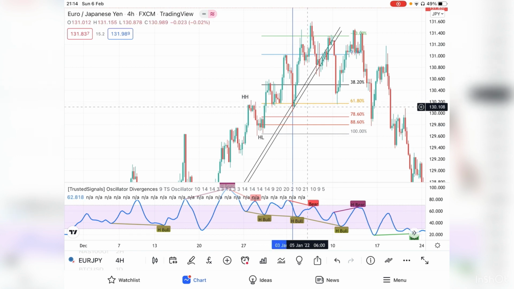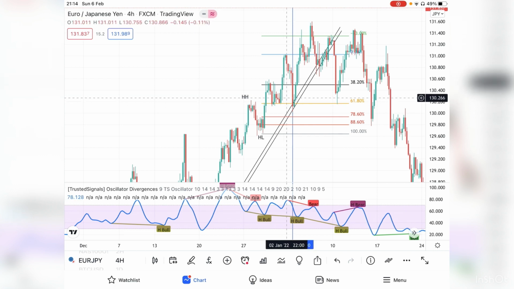You would have created a support here, then you would have seen price approach this area, you would have seen a hidden bullish divergence. You would have gone to the H1, looked for candlestick patterns, and would have entered. It would have been the exact same entry.